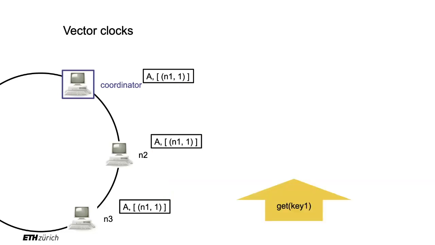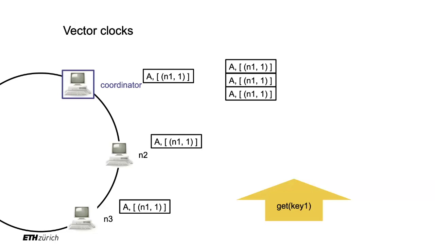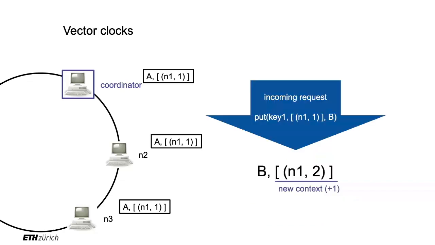Then if you get the key, you gather all the versions. You notice that they're all the same, so there's no problem in here, and you return this unique value together with its vector clock, right? And that's it. So you return that. And that's the context that you get from the get function. It tells you not only the value, but also the context.